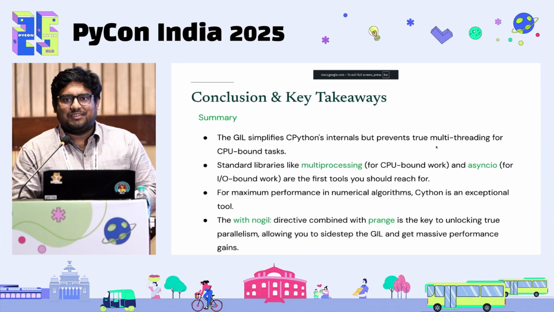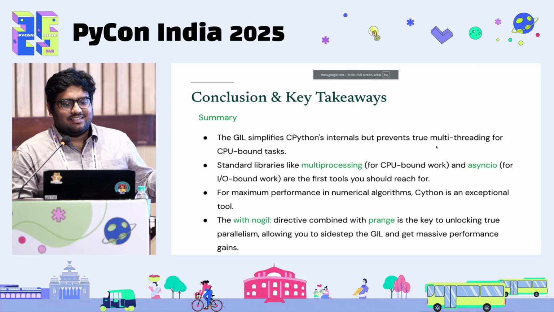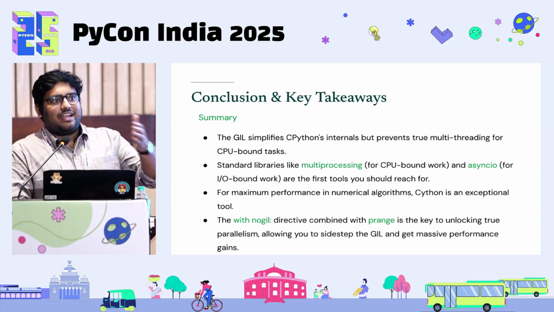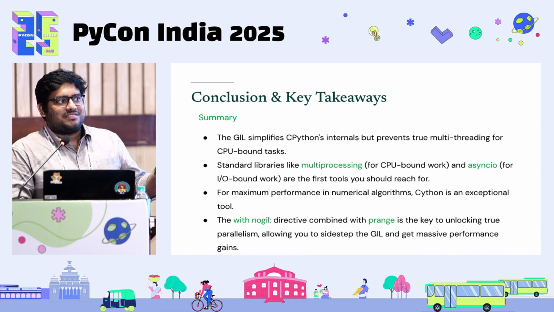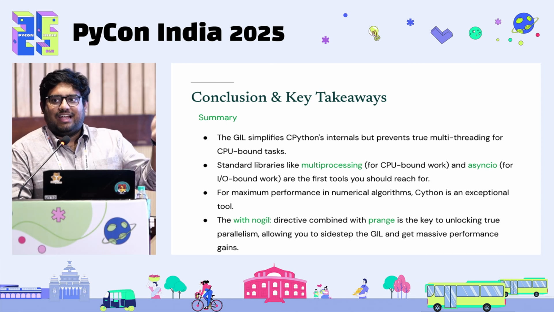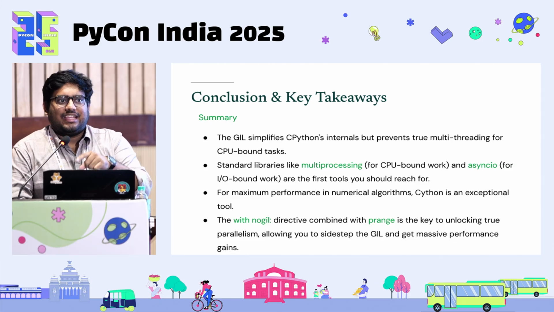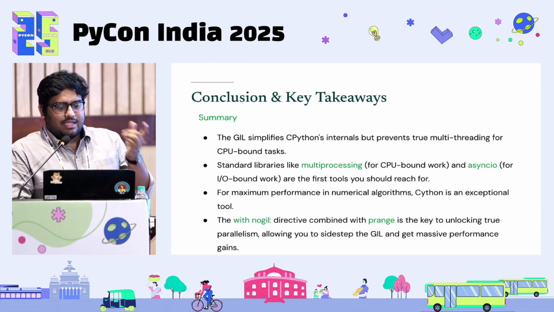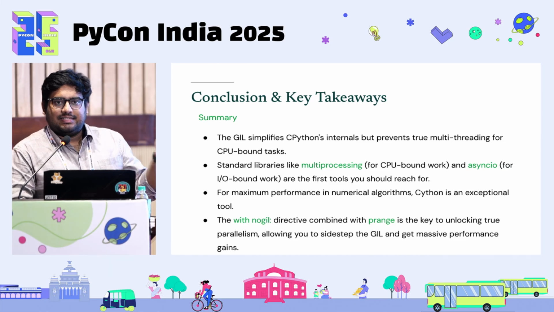Just to conclude, the GIL simplifies CPython's internals, and it prevents true multi-threading on CPU-bound tasks. Standard libraries and async IO are the first things that you should use, right? You should first see if this really fits into your workflow before adopting it, because like that person said, it is difficult to debug code when it is in two different stack traces. One will be in C and the other one will be in Python. So you have to be very careful about where you use it and how you use it. For maximum performance, this is a very good tool, but again, it comes with its own set of caveats.